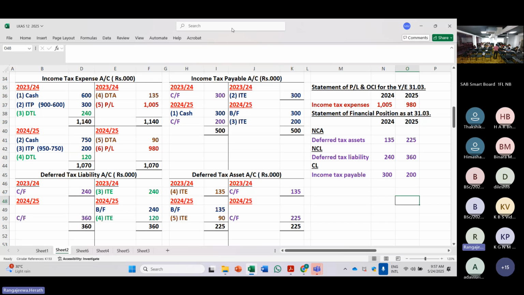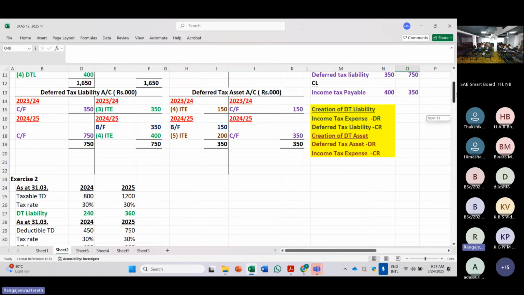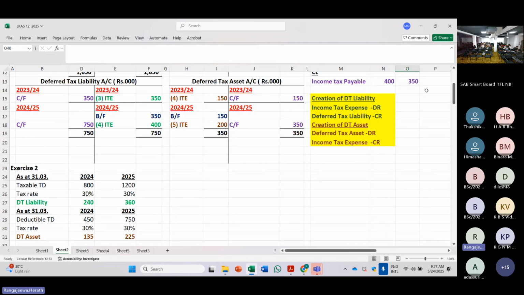The accounting for deferred tax liability, when the deferred tax liability is created: deferred tax liability credit, income tax expense debit. So here you see the entries, right? Creation of deferred tax liability, income tax expense debit, deferred tax liability credit. Creation of deferred tax asset, deferred tax asset debit, tax expense credit.